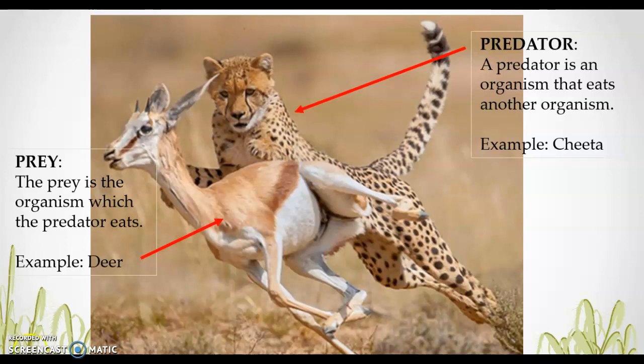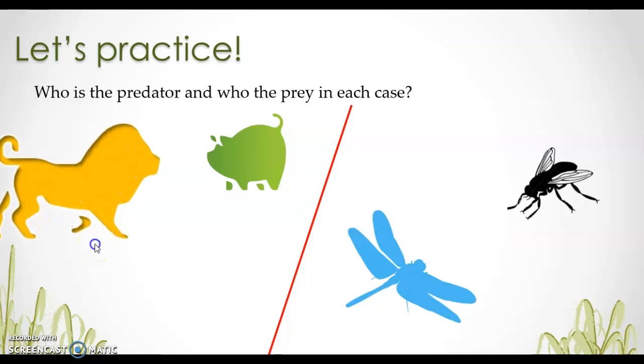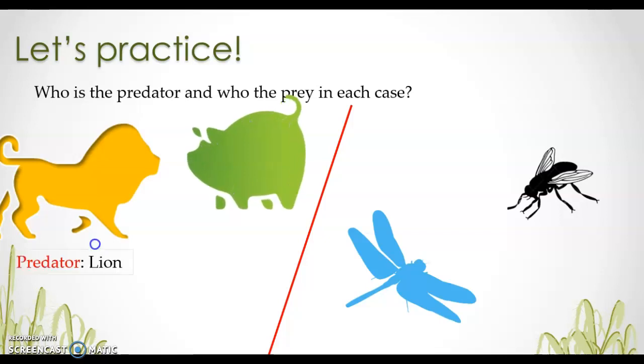So, now you are gonna answer this question. Who is the predator and who the prey in each case? In the case of the lion and the warthog, who is the predator and who the prey? En este caso, ¿quién sería el depredador? What do you think about the lion? Y el jabalí, okay? So, yes, of course, the predator in this case is the lion, and the warthog is the prey. Recuerden que en este caso el león es quien caza al jabalí. Por lo tanto, el león es el depredador y el jabalí la presa.